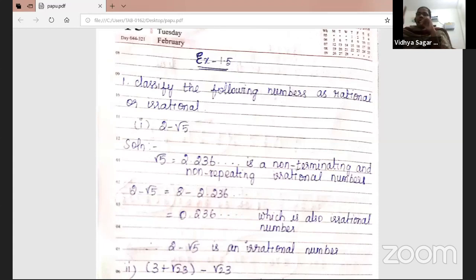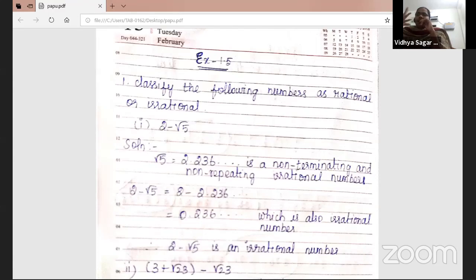Now see the first question. You must find whether the number is a rational number or an irrational number. The first one is 2 minus root 5. In the previous class we dealt with root 5, which means you must find the square root value of 5. How will we find it? 5, and then 2 twos are 4 will come. Again, you keep a decimal point and a 0. Like that. So see, root 5 is non-terminating.